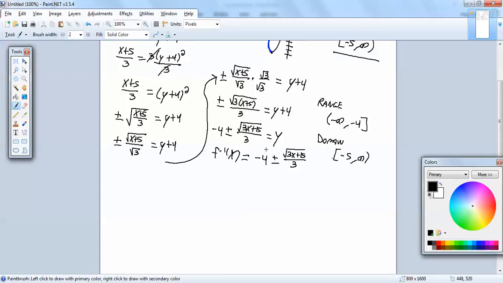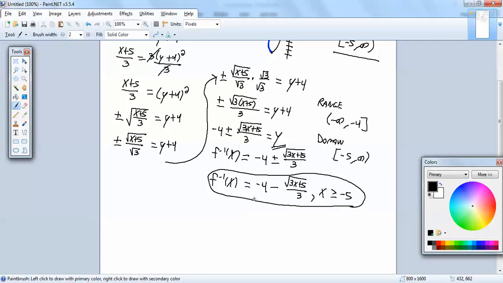Okay, how does that help us? Well, remember back up to here we said y is equal to all of this. And y is our range. And we're saying y is less than or equal to negative 4. Well, if I have negative 4 plus a value, it's not going to be less than or equal to negative 4 anymore, which means I want to keep the negative version. So I have negative 4 minus the square root of (3x plus 15) over 3. Now they'll also put the domain on here just because it's a square root. And the domain is x is greater than or equal to negative 5.